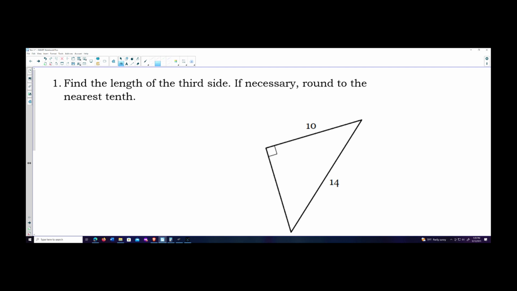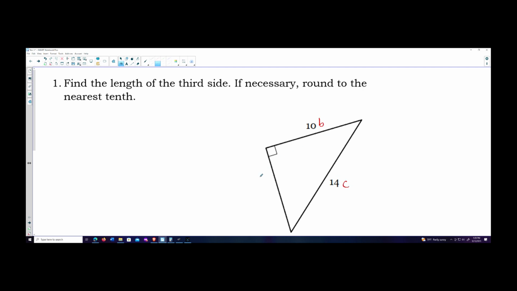Okay, here we go. This is: find the length of the third side, if necessary round to the nearest tenth. Notice across from the 90-degree angle we have the hypotenuse. I need to write that down. Let's put it: the hypotenuse is always C. Remember, the hypotenuse is always C.